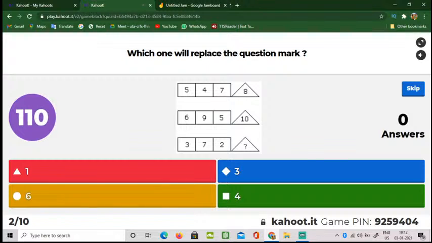Okay, in the first row you have the numbers 5, 4, 7, 8, and in the second row 6, 9, 5 and 10. And in the third row 3, 7, 2 and a missing number. You have to find out the missing number, and you have plenty of time.